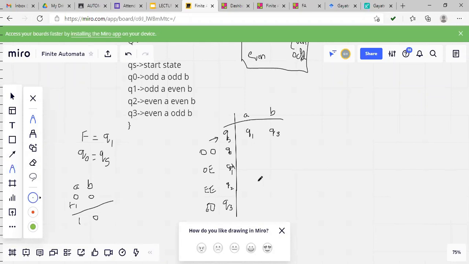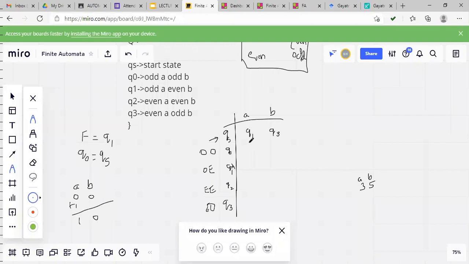Okay. So Q0 means odd A and odd B. For example, odd A, odd B. I'll take something like 3 and 5. 3 A's and 5 B's, just a random example. I have 3 A's and I have 5 B's, right? Odd, odd, hai na? Odd A, odd B. So mere paas 3 A hai, 5 B hai. Okay. So I am in Q0 now.